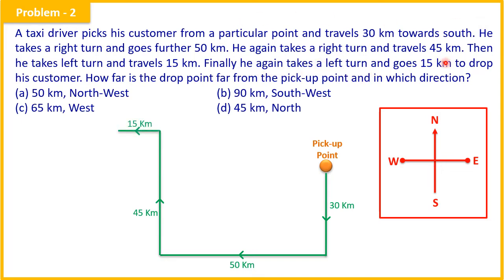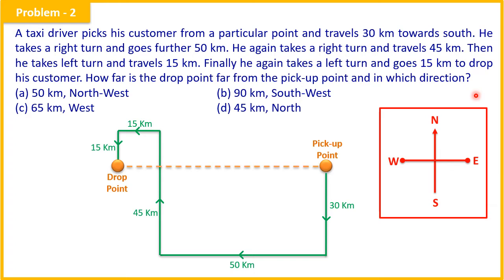Finally, he again takes a left turn and travels 15 kilometer to drop the customer. So this is the drop point. So if we observe this diagram, it is clear that the pickup point and drop point will come on a horizontal straight line like this.